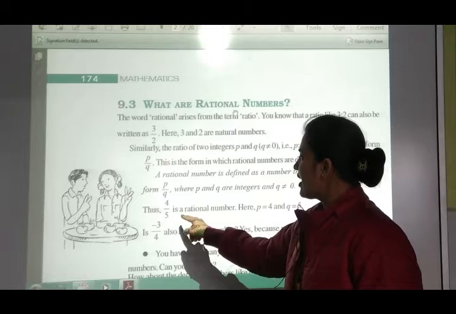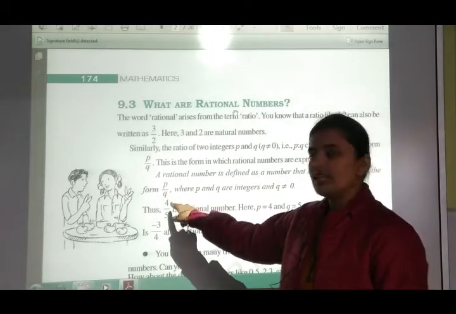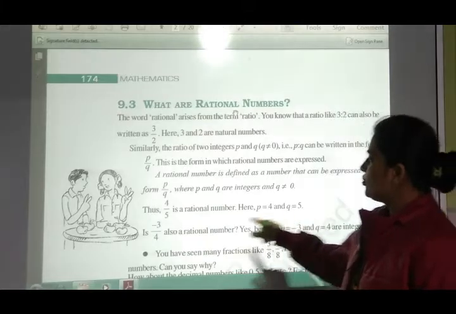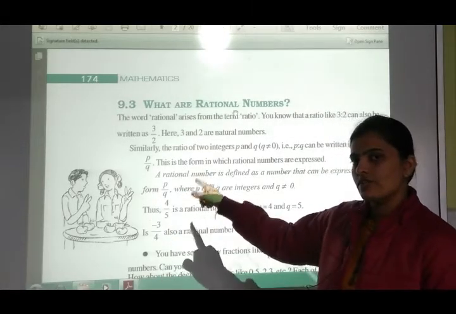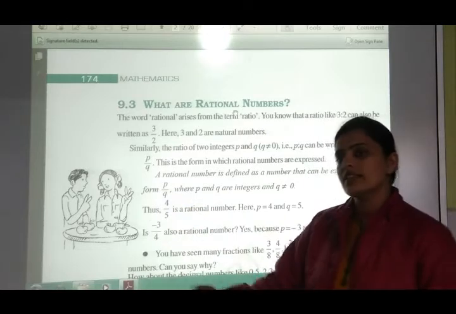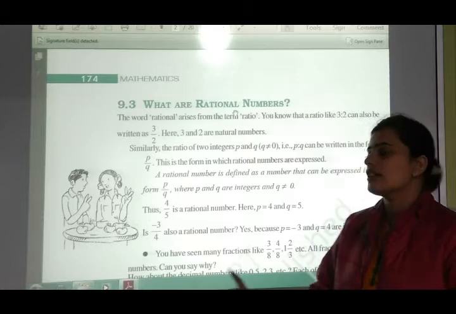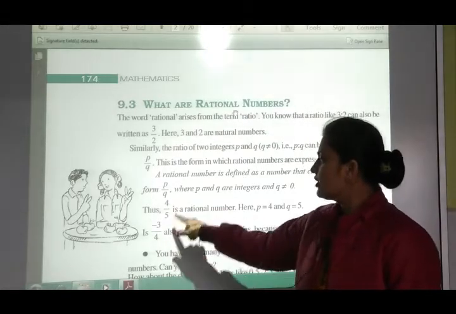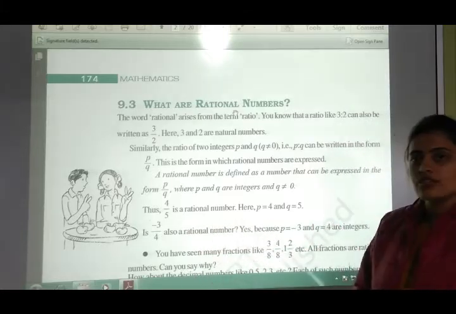Thus, 4 by 5 is a rational number. Here, what is p? Here p is 4 and q is 5. Here you can see p by q is the general form of a rational number. Now 4 by 5 is in the form of a fraction. 4 is also an integer, 5 is also an integer. Here p is 4 and q is 5.